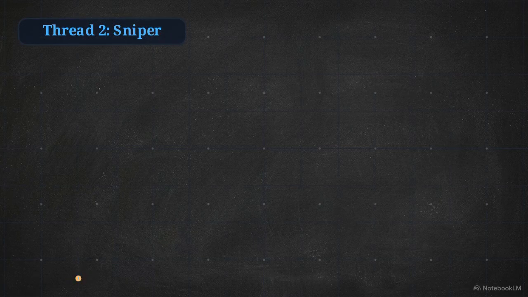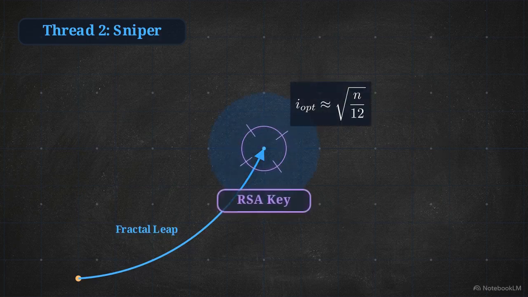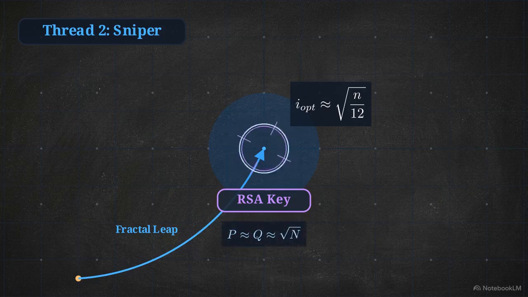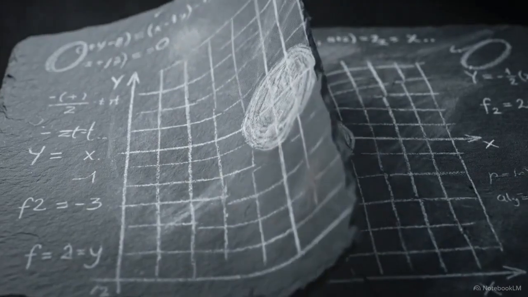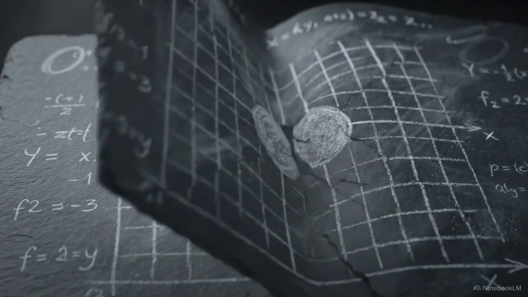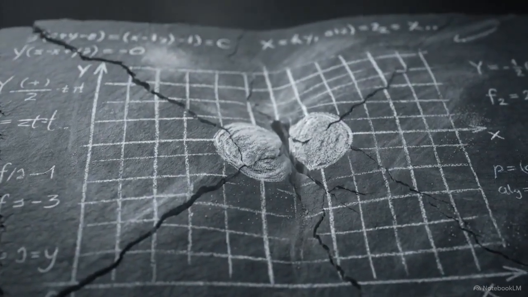Thread 2 is the sniper. It performs the direct fractal leap to the matrix center. This is calibrated for RSA keys, where factors are often placed near the square root to resist Fermat's method. Thread 3 is the heavy artillery. It handles hyperasymmetry by using multipliers to balance the matrix, folding the space to bring distant factors into range.